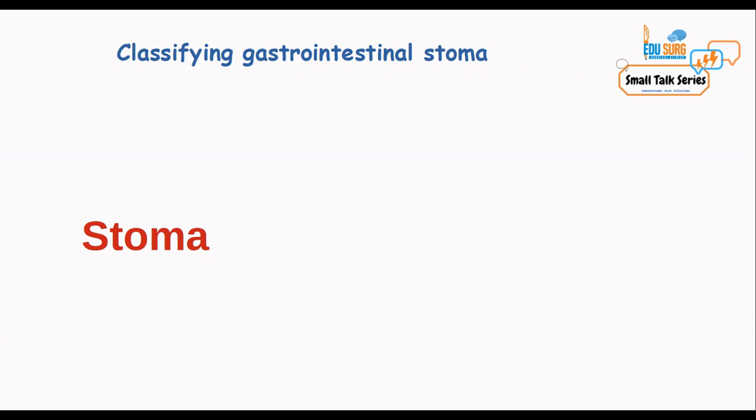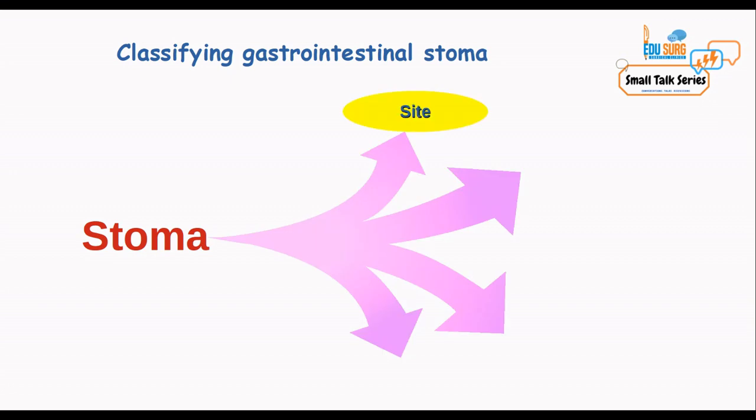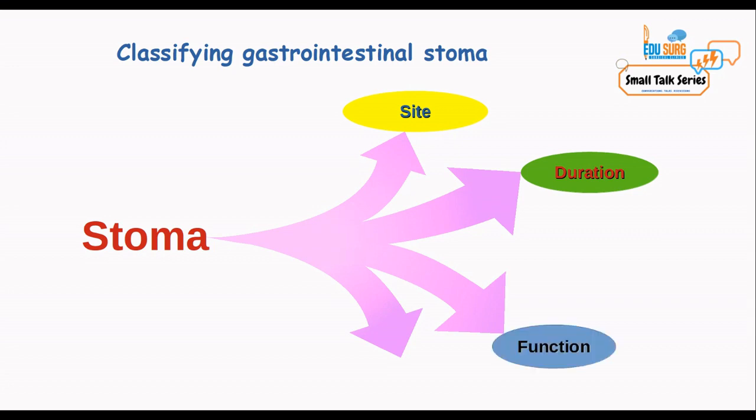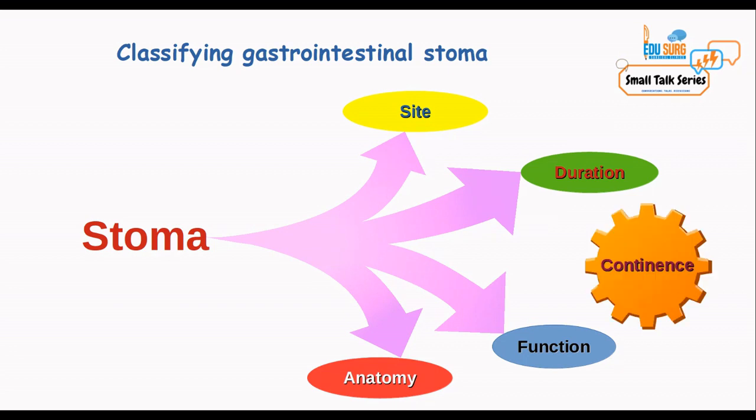So to summarize, now when you are asked the classification of gastrointestinal stomas, you can divide the classification based on the site of the stoma, duration, that is temporary or permanent, function, that is diversion or defunction, and stoma anatomy, which is end stoma, loop stoma, and double barrel stoma, as well as based on continence mechanism. So this gives you a summary of the different gastrointestinal stoma types that you will encounter in your practice.